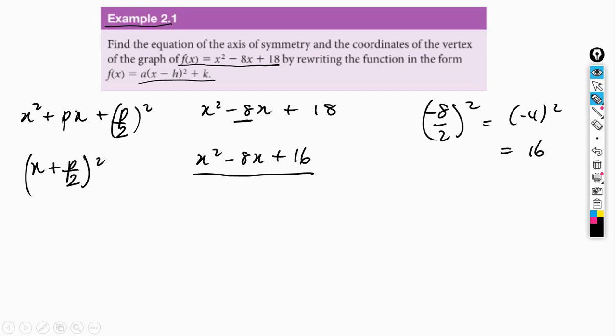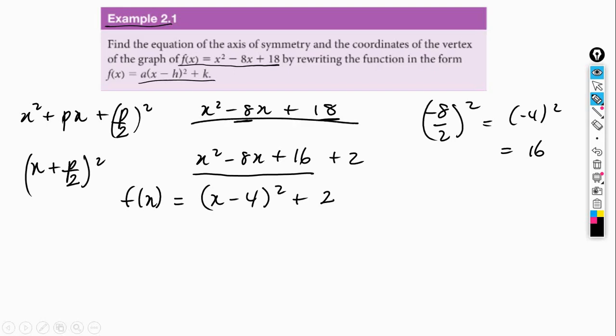Now notice that I still have to write 18, so I need plus 2 here, right? 16 plus 2 is 18. So I'm not really changing anything in this equation. I'm just separating 16 from 2 in order to be able to write this as a perfect square. So notice that this is the same as x minus 4 squared plus 2. And then we say that f of x is equal to this. So this is the vertex form of this function here, right? This is the vertex form.